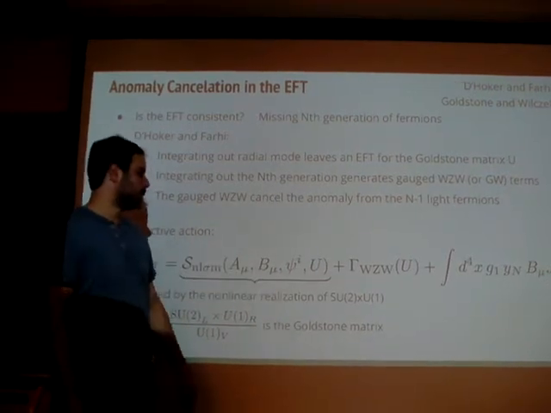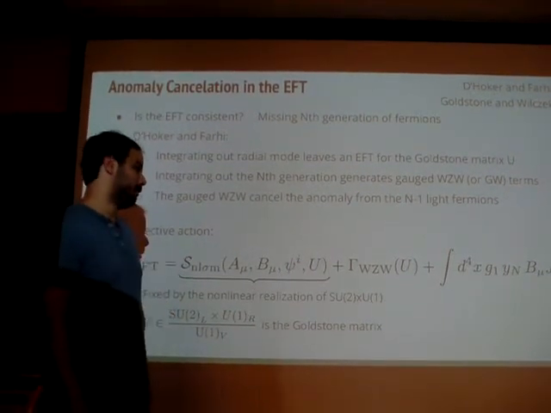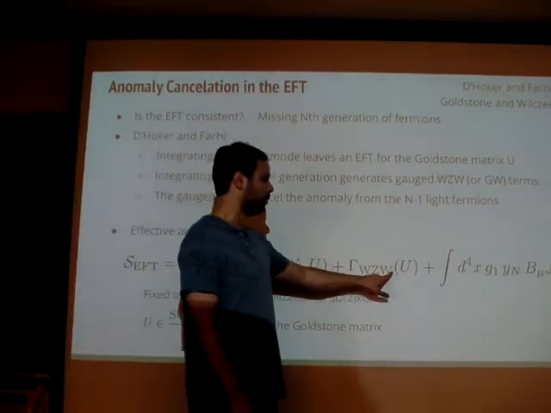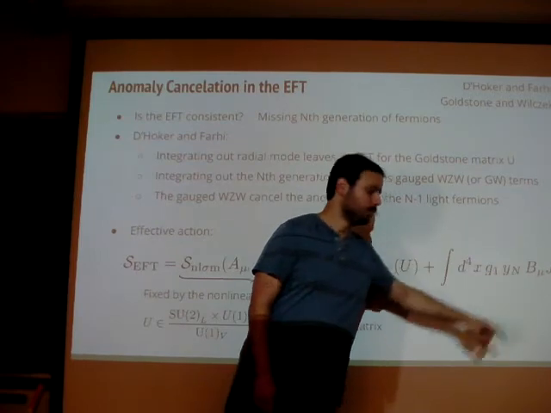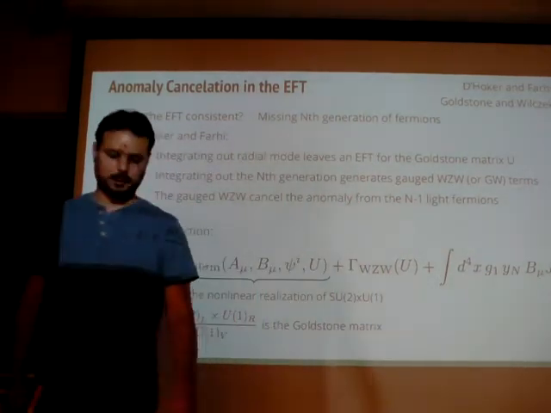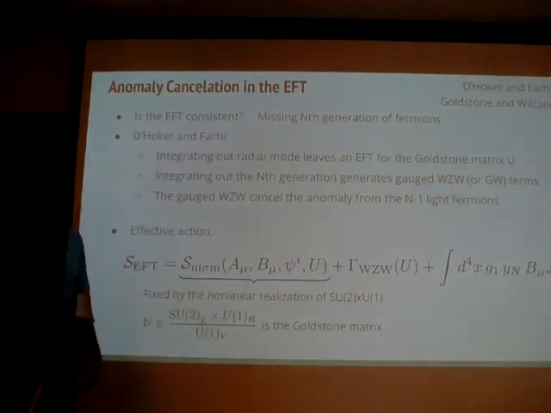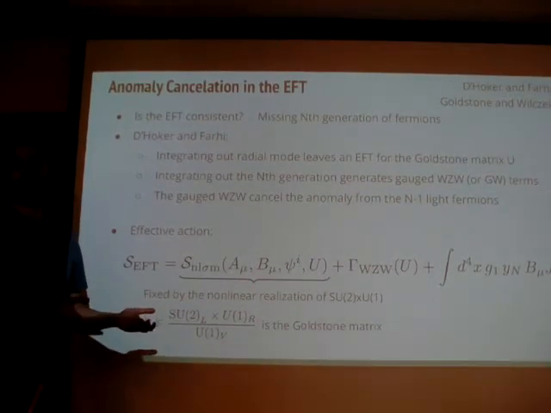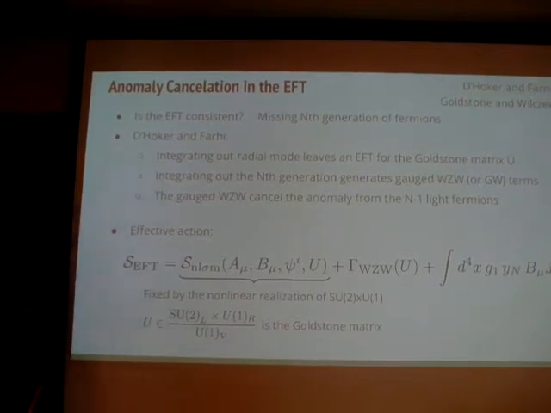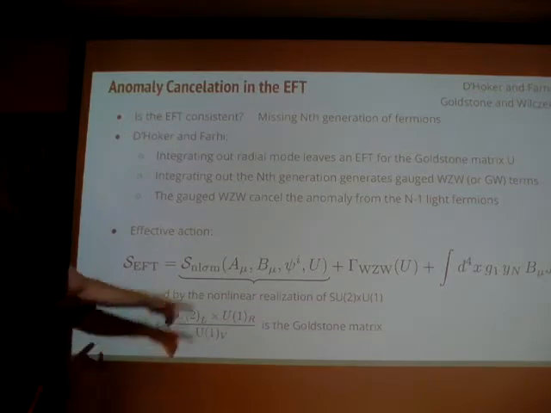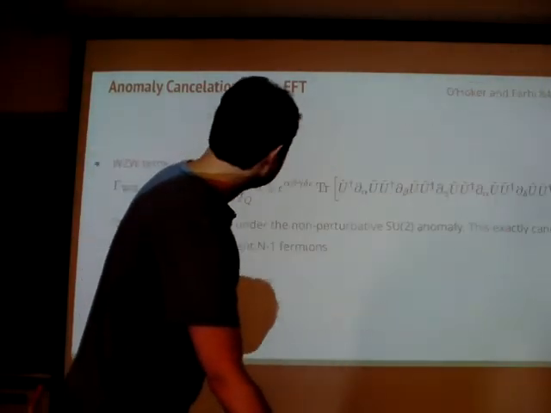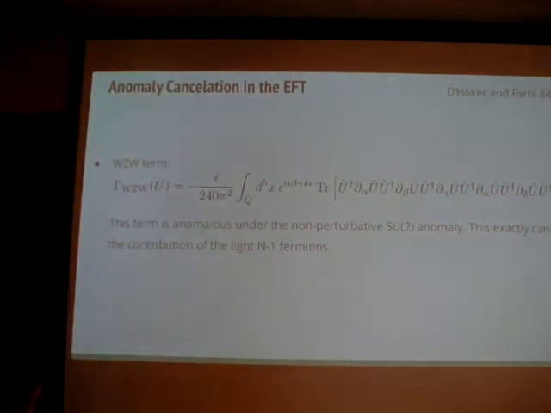But there's also a contribution which is crucial for anomaly cancellation, which comes from the Wess-Zumino term and from this Goldstone-Wilczek current. You can understand these contributions as just needed in order to cancel the anomaly, but I didn't just add them by hand. I literally can compute them by integrating out the nth heavy fermion and seeing these effective terms. And that's what D'Hoker and Farhi did.